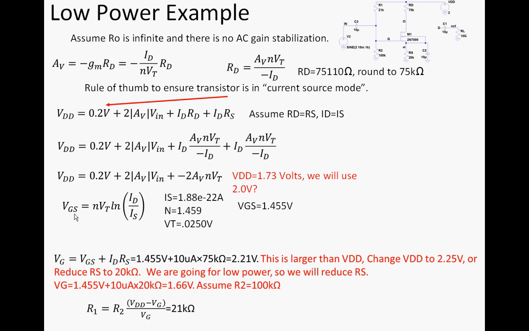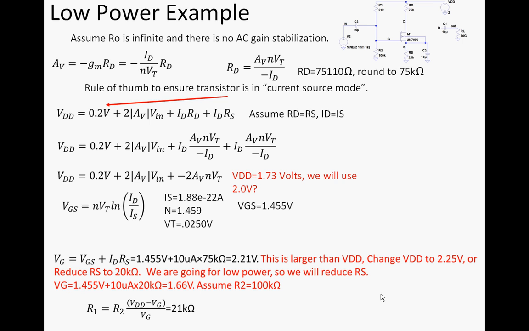Now I need to solve for that VGS. I chose ID, but in order to get that ID, I need the proper VGS. And so you just, using that equation, solve using these numbers, which I've extracted for you. I solve for a VGS of 1.455. Well, that's great. I have VGS, but VG is measured from the gate to ground. So I've got to find VG. Well, it's VGS plus the voltage drop here, and I get 2.21 volts. Unfortunately, this is larger than my VDD.